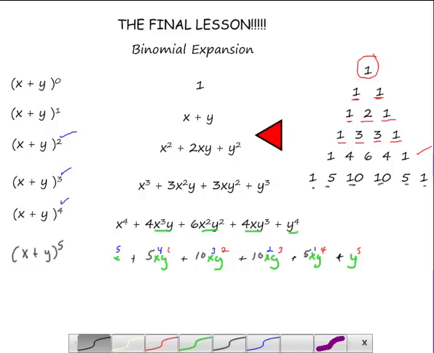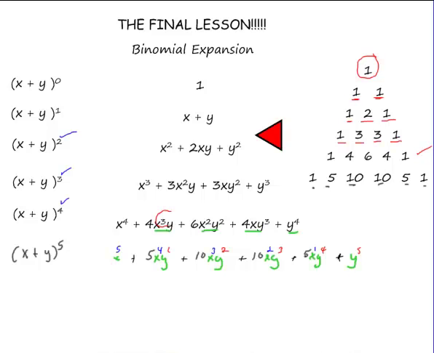So in other words, 3 plus 1 is 4. 2 plus 2, 4. 3 plus 1, 4. So down here I can check myself. 4 plus 1 is 5. 3 plus 2 is 5. 2 plus 3 is 5. 4 plus 1 is 5. And 5. There we have it. Binomial expansion.